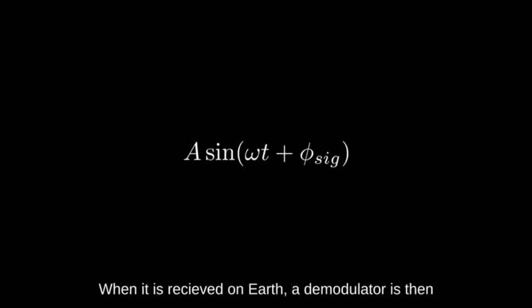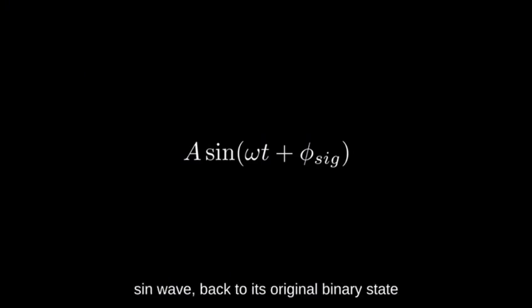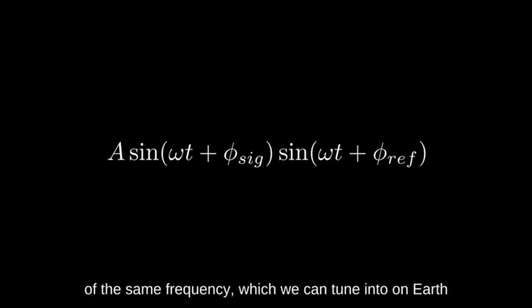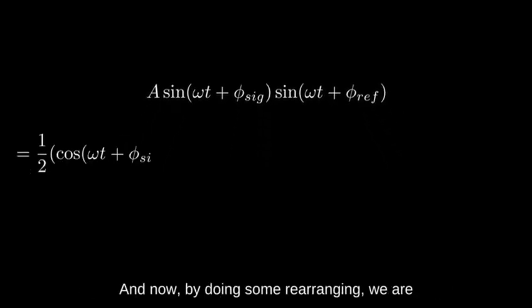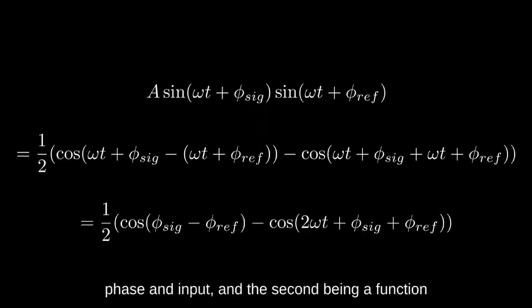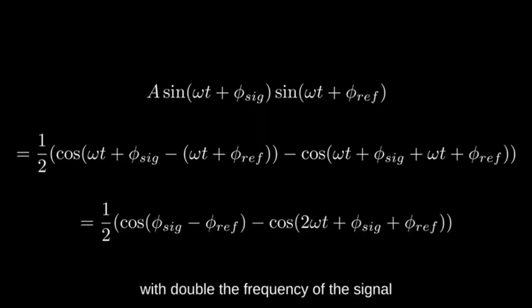When it is received on Earth, a demodulator is then required to convert the signal in the form of a sine wave back to its original binary state. This is done by multiplying the signal with a reference signal of the same frequency, which you can tune into on Earth. And now, by doing some rearranging, we are left with two sinusoidal functions like so. The first of which represents the difference between the phase and input, and the second being a function with double the frequency of the signal.